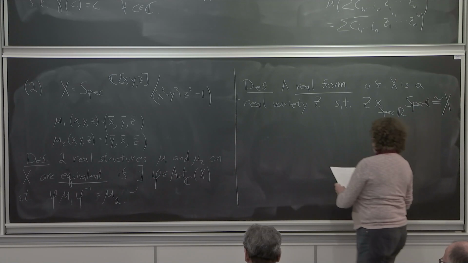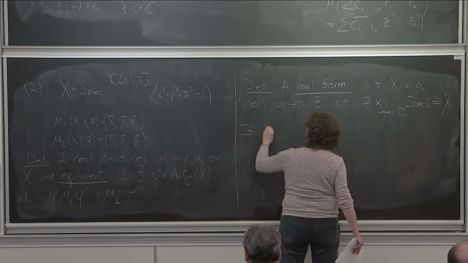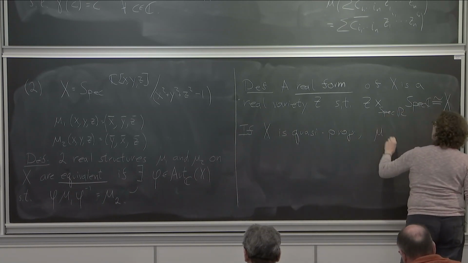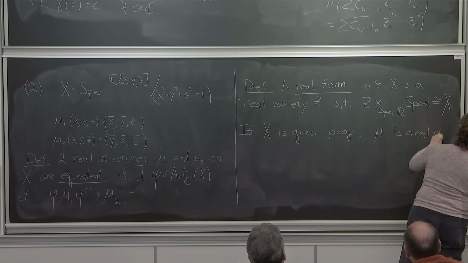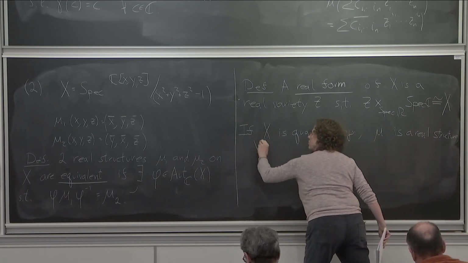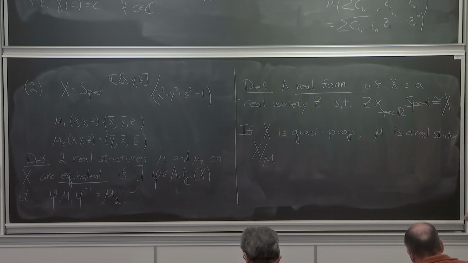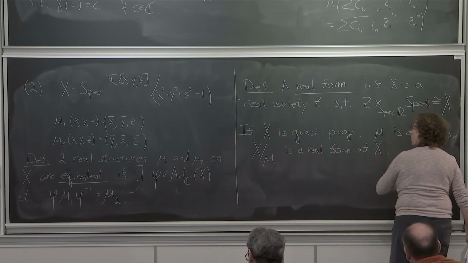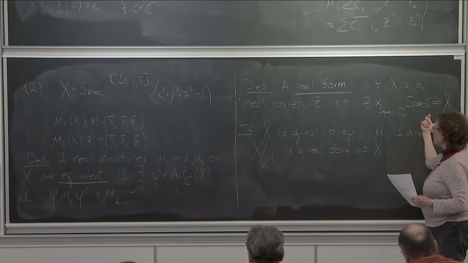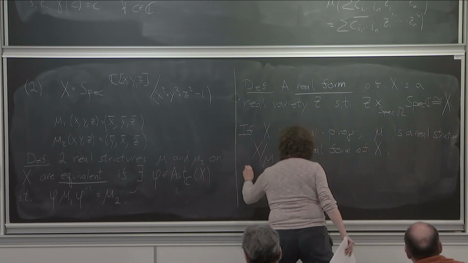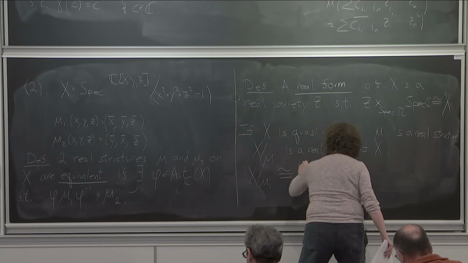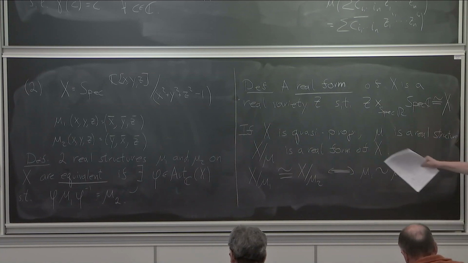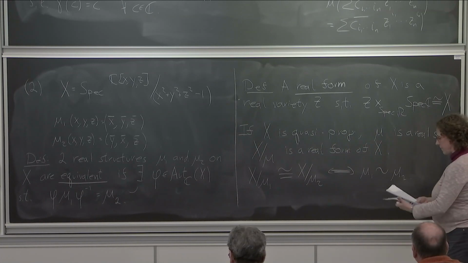So what happens? If X is quasi-projective, and mu is a real structure on it, then if I take the quotient, it will be a real form, just a real variety whose complexification is X. And by construction, X mod mu1 is isomorphic as real varieties to X mod mu2 if and only if mu1 is equivalent to mu2. So my equivalence comes from saying I want the real forms to be the same.